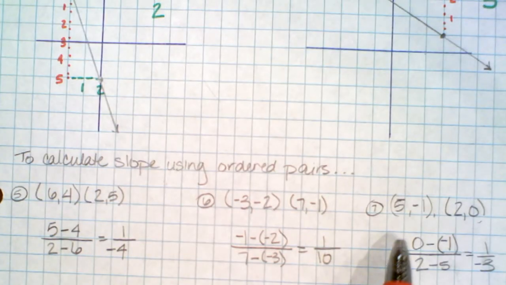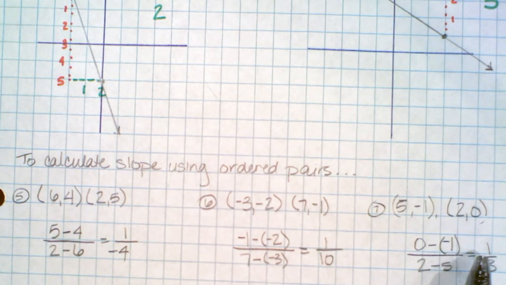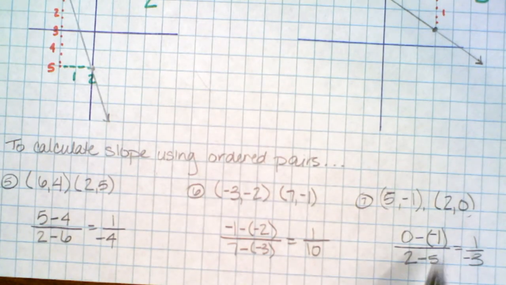Here's example number 7. Again, I took 0 minus -1 over 2 minus 5. This double negative becomes a positive 1. 2 minus 5 is -3. So the slope here is -1/3. All right, that's all I have for you for tonight. Make sure these problems are done and have a good night.